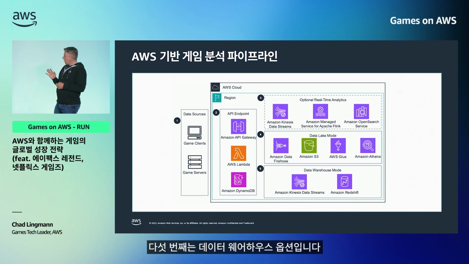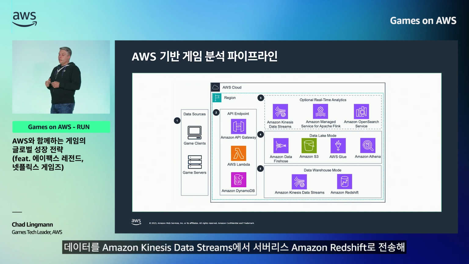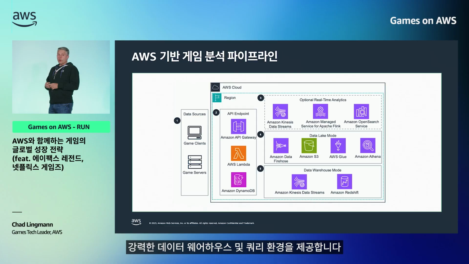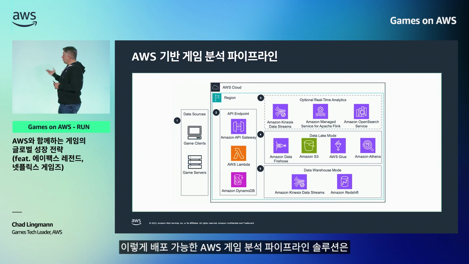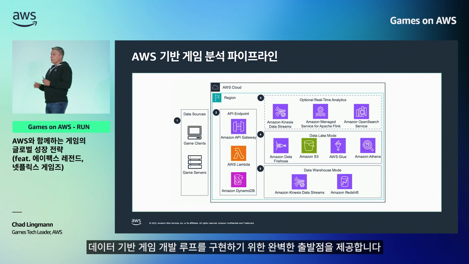And then number 5 is our data warehouse option. Alternatively, the data can flow from Kinesis data streams into the serverless Amazon Redshift, providing a robust warehousing capability with built-in processing and querying. So as you can see, the deployable game analytics pipeline on AWS solution can pre-bake exactly what you need to get started with creating your own data-informed games development loop.